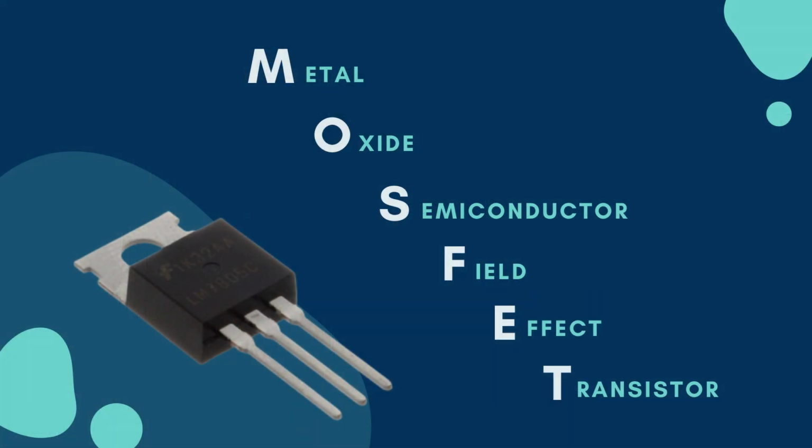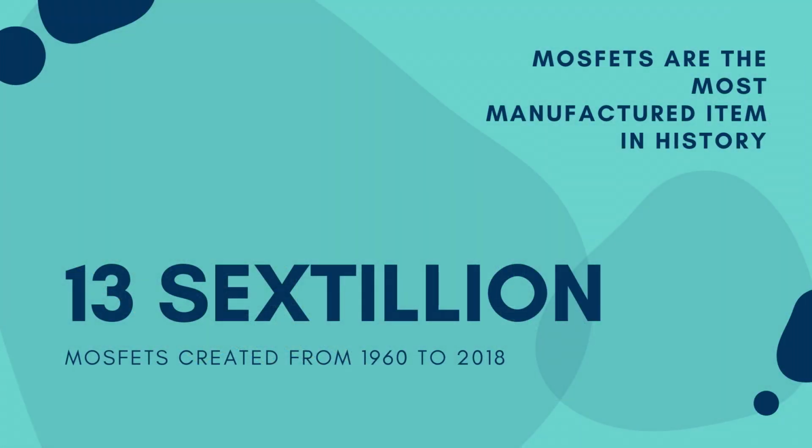MOSFET stands for Metal Oxide Semiconductor Field Effect Transistor, which is currently not only the most common type of field effect transistor, but it is also considered to be the most manufactured item in human history, with billions being produced on each modern CPU. So, why are they as common as they are today?